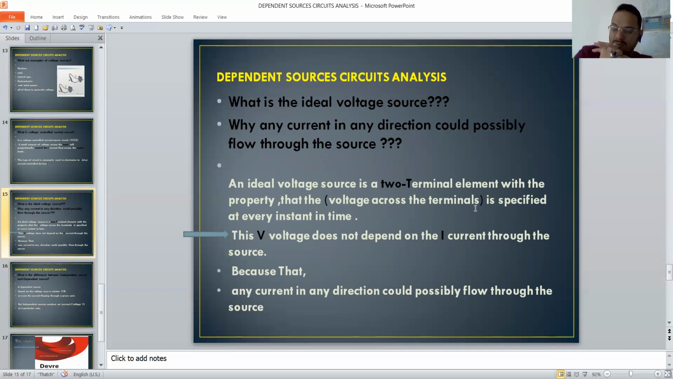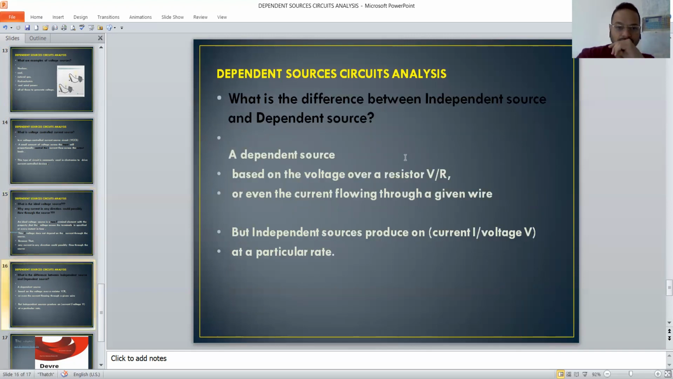Because of this condition, we can answer the question: any current in any direction could possibly flow through the source. Here we are dealing with a special condition. The voltage doesn't depend on current like in Ohm's law and other normal conditions, but this deals with one condition inside the source.